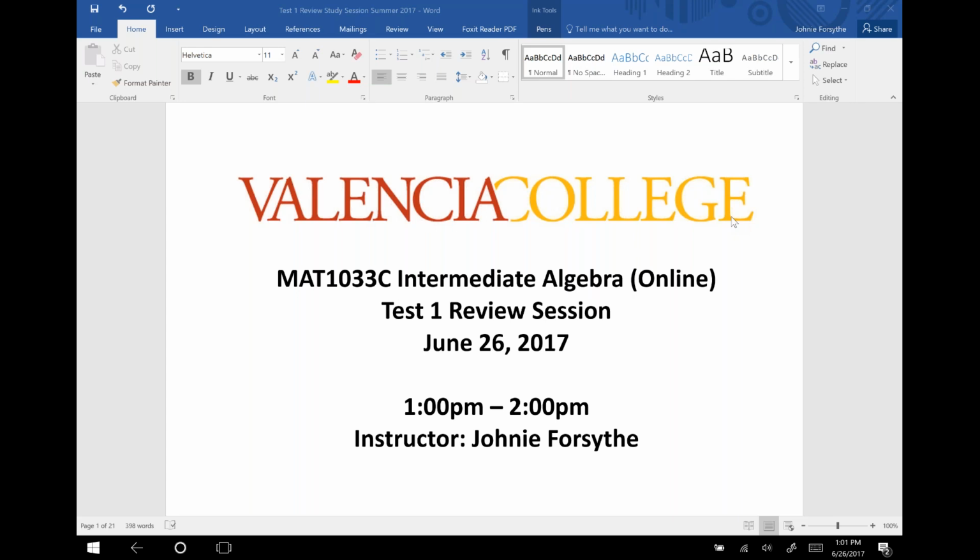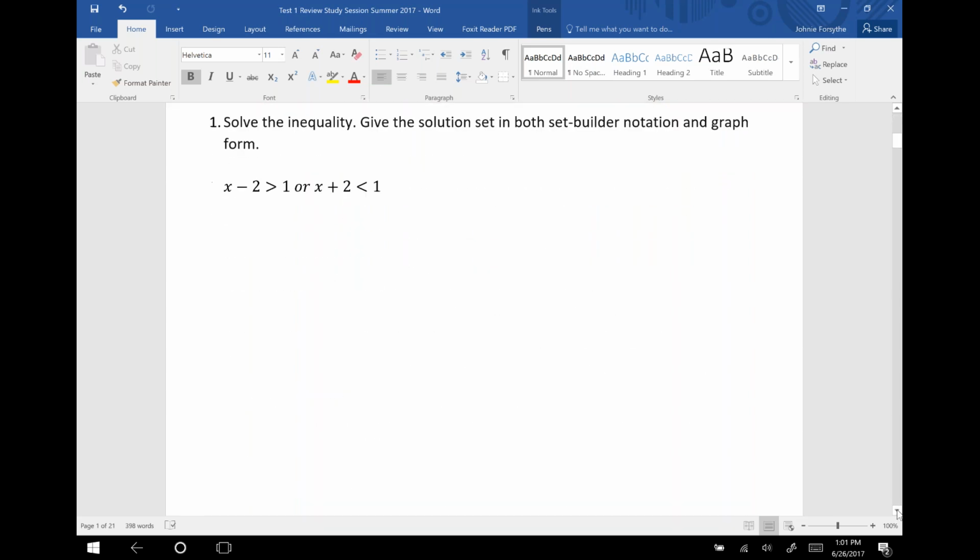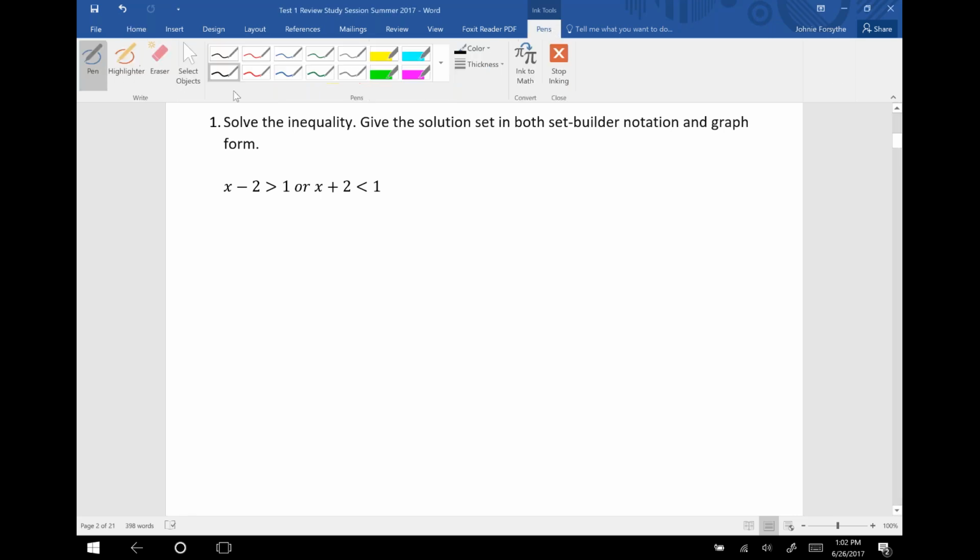Okay, so let's see. All right, so we're gonna get started. Number one, solve the inequality, give the solution set in both set builder notation and graph form. This is a simpler pair of inequalities. Okay, so we'll start with the first one.